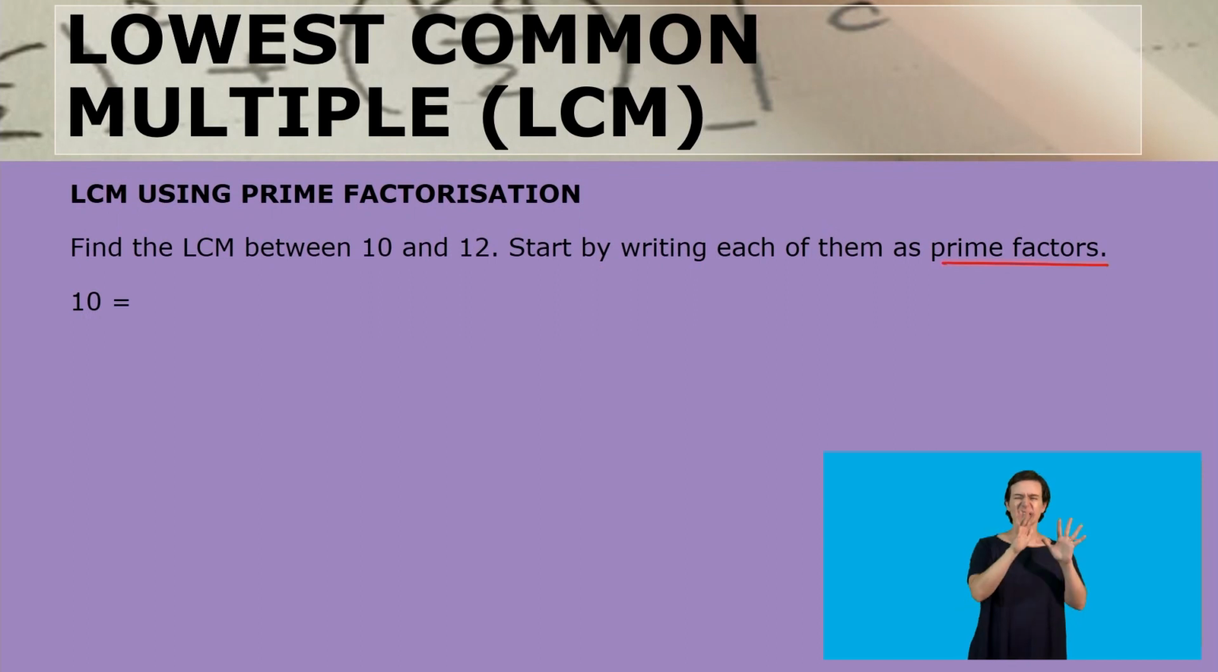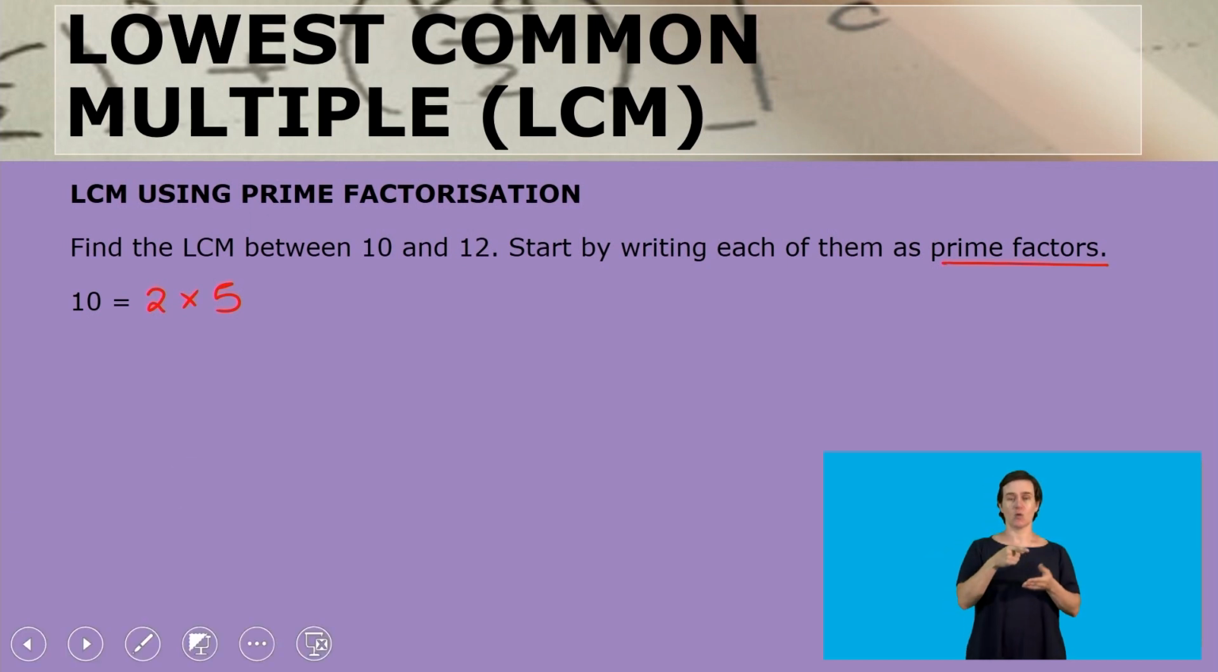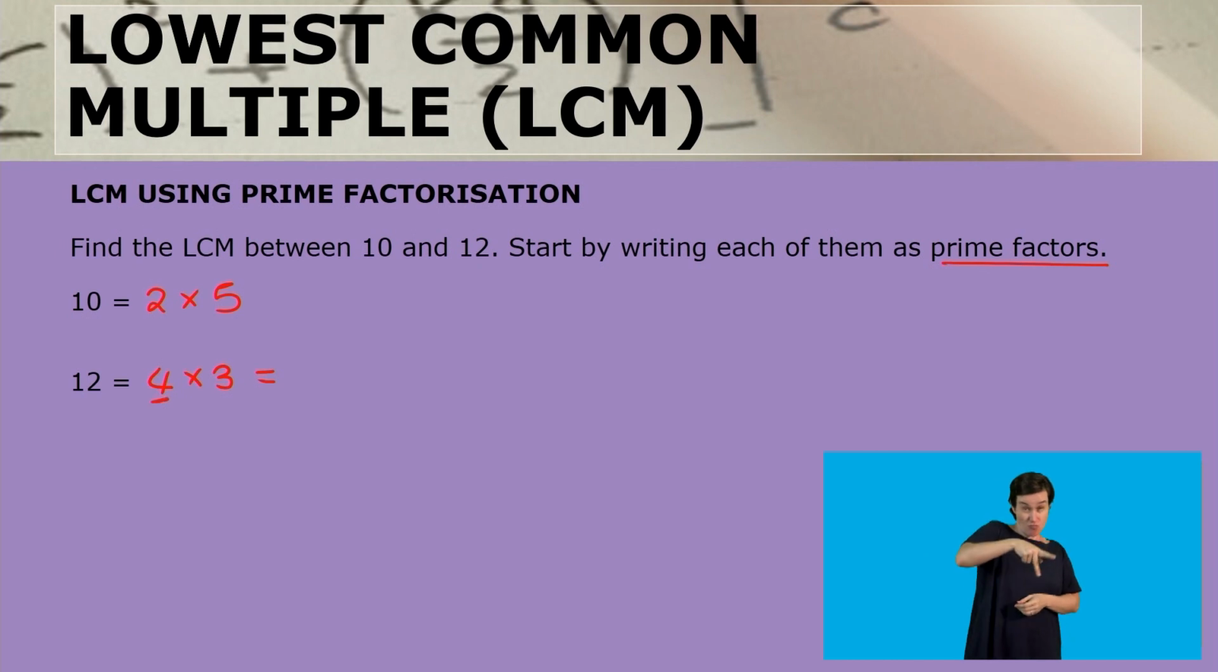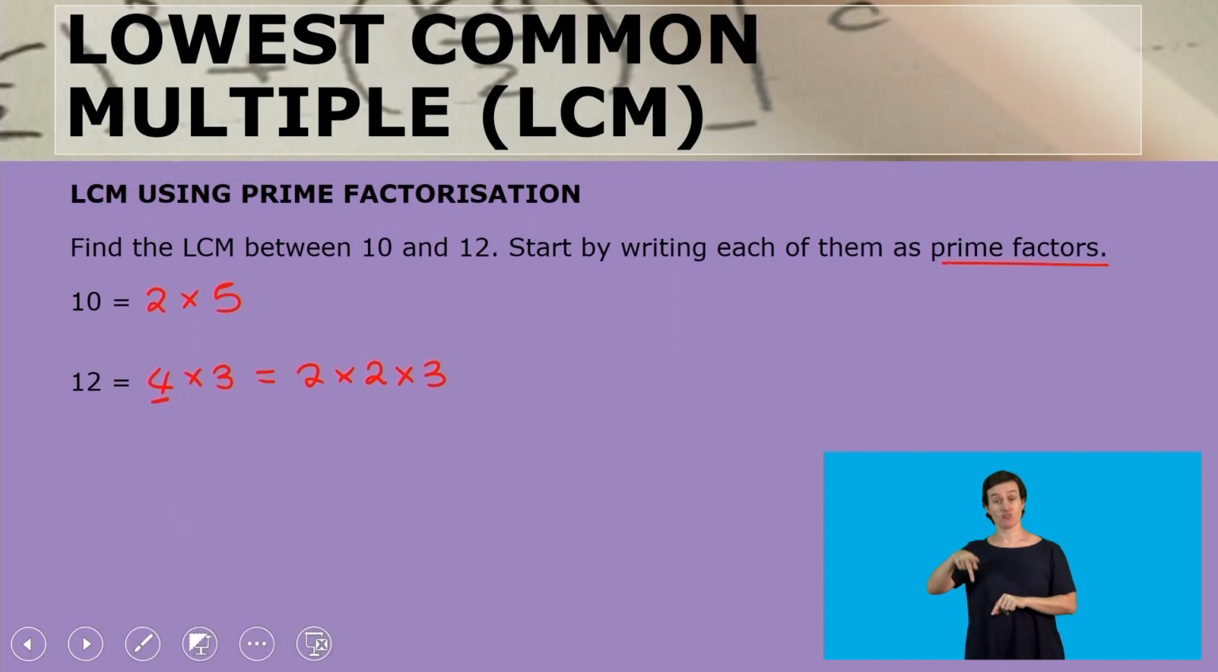When we're looking at 10, the factors of 10, that is 2 multiplied by 5. And 2 is a prime number, 5 is a prime number. So this means I've represented 10 as my prime factors. The next number is 12. So we know that 12 is 4 multiplied by 3. But because 4 is not a prime number, we need to break it down even further, and that will be 2 multiplied by 2 multiplied by 3. 2 multiplied by 2 multiplied by 3 still gives me 12.